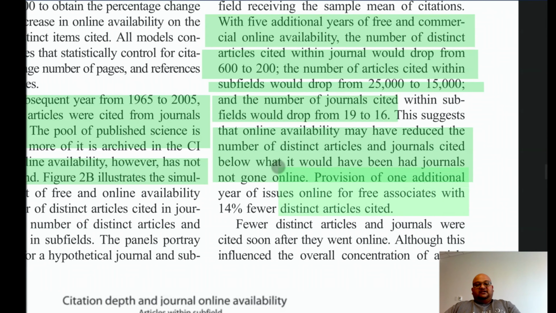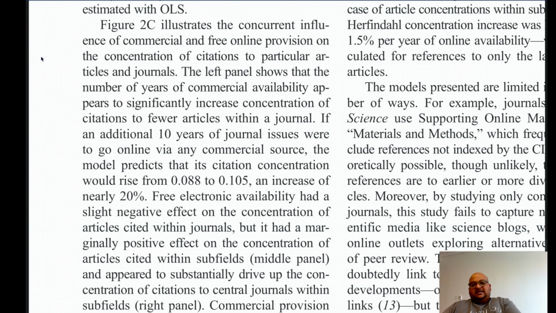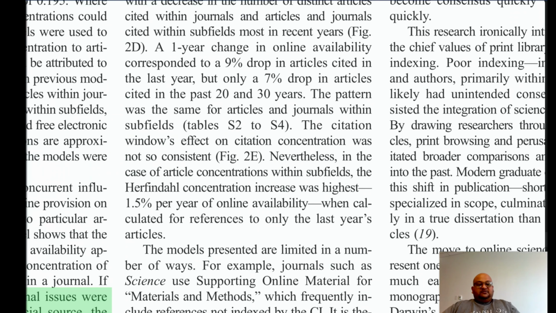So each additional year of issues being available online was associated with a 14% decline in the diversity of articles cited. The model shows that if there were an additional 10 years of journal issues that went online, then the citation concentration would increase by nearly 20%. In terms of concentration on the time axis, the model shows that an additional 1 year of online availability corresponded to a 9% drop of articles cited in the last year and a 7% drop of articles cited in the past 20 and 30 years.